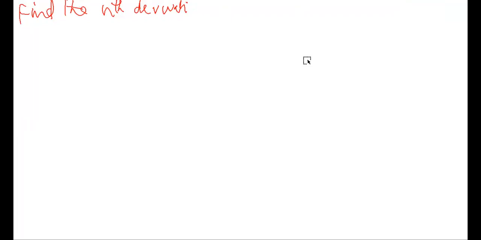I write the question: find the nth derivative of sin square x plus 3 cos square 5x.